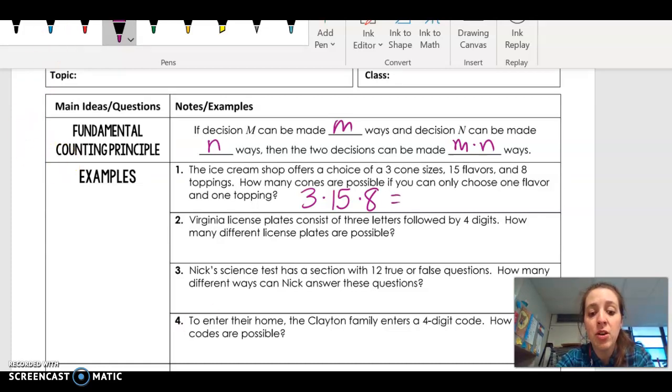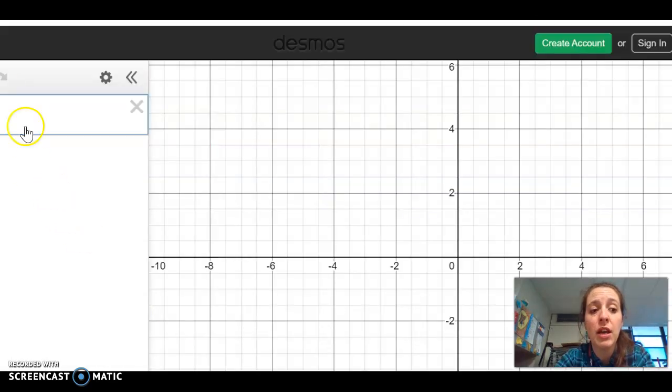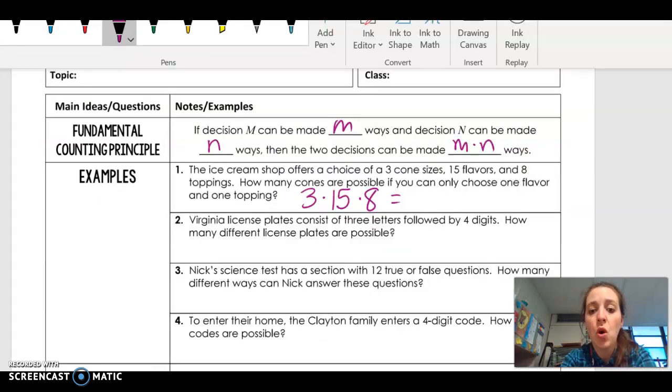This is not something you're expected to have all memorized. We're going to be using our calculator and Desmos a lot. So I have 3 times, and I know you can't see it, it's off your screen right now, but we'll use it in just a minute. I see I have 360 total possibilities. So let's look at example 2. I'm not going to walk you through every example in this video, but I will have all of these answers posted for you, either in our Google Classroom or on Blackboard, okay?